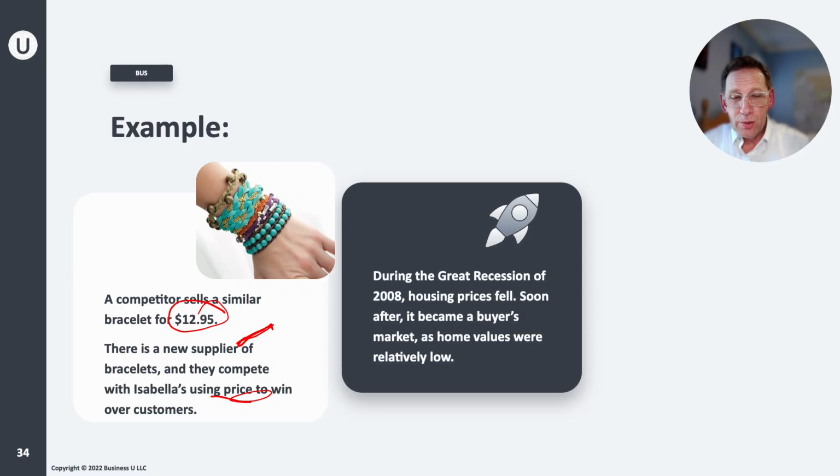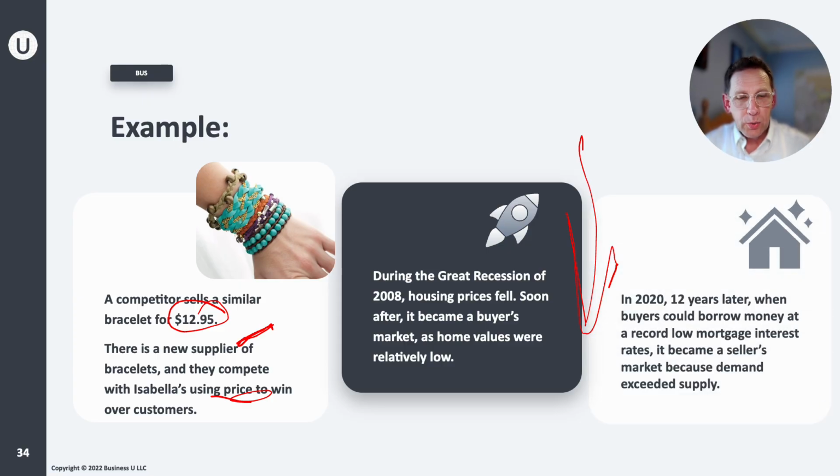During the Great Recession in 2008, housing prices went down, and soon after, it became a buyer's market because home values were relatively low. In 2020, 12 years later, buyers could borrow money at low mortgage interest rates, and then it became a seller's market because the demand exceeded the supply.